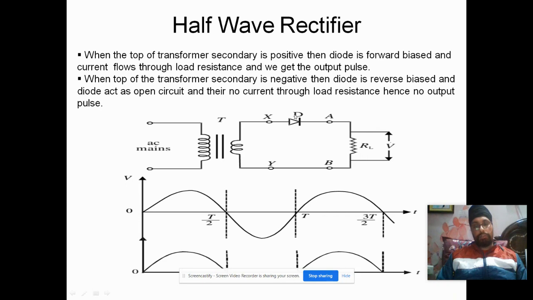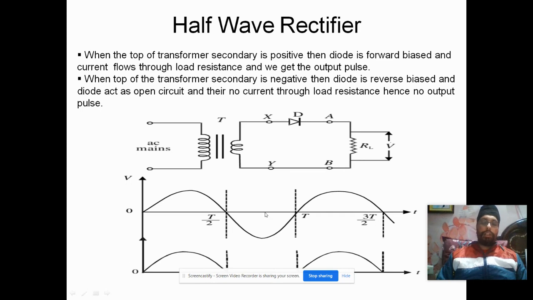Now when the positive cycle of the input comes, x will become positive, y will become negative. It means the diode is forward biased and it will conduct current through it. And if current flows, it means current will reach this load resistance also. It means in the output the waveform will be like this. We have some output in the load resistance like this.